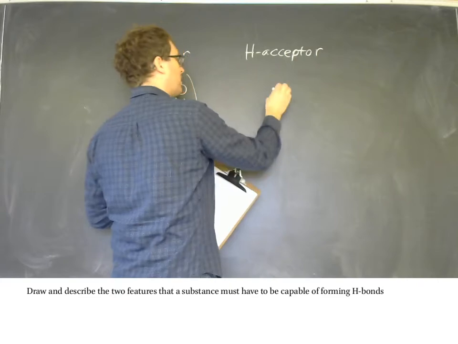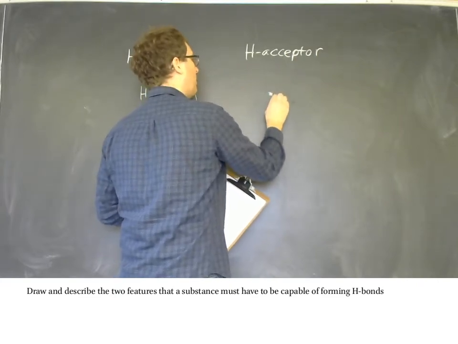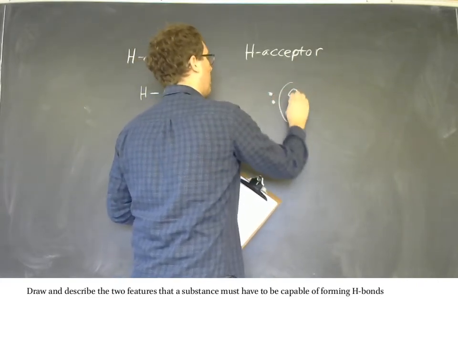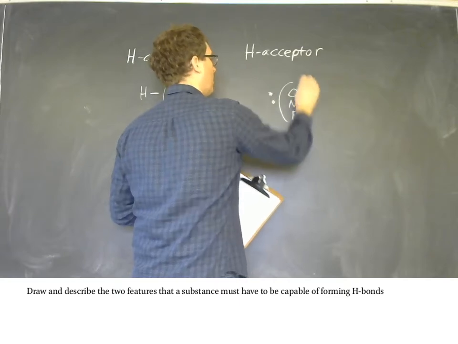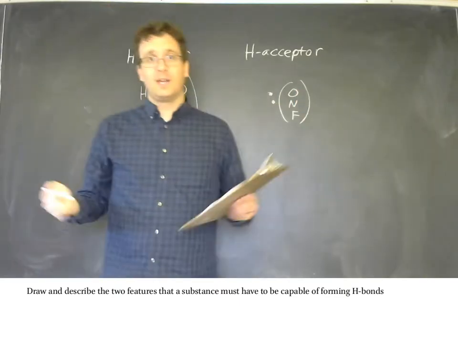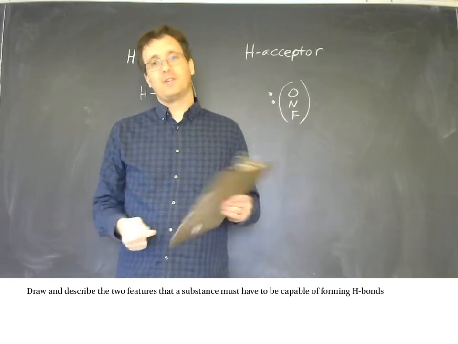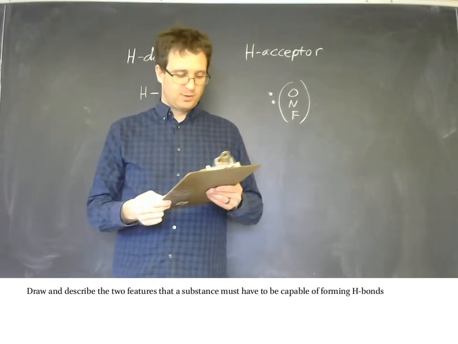And that is going to be a lone pair, again located on oxygen, nitrogen, or a fluorine. Any molecule which has both of these features will be capable of hydrogen bonding.